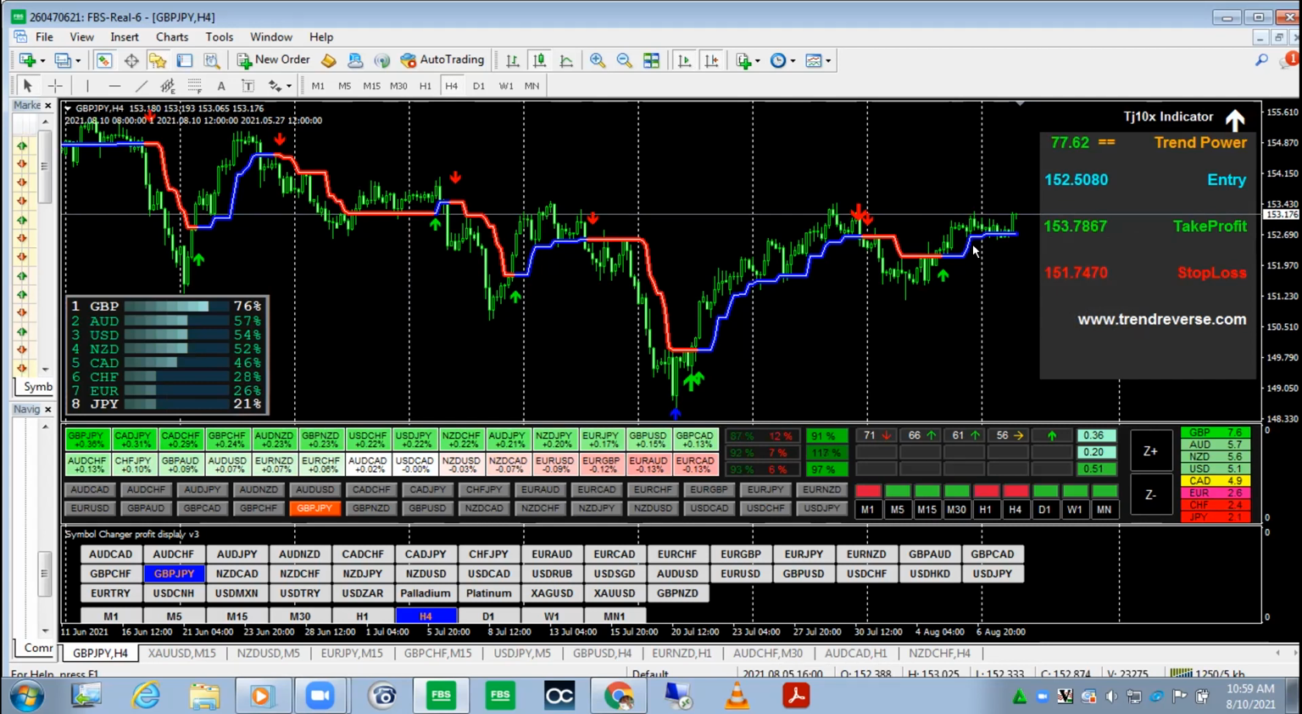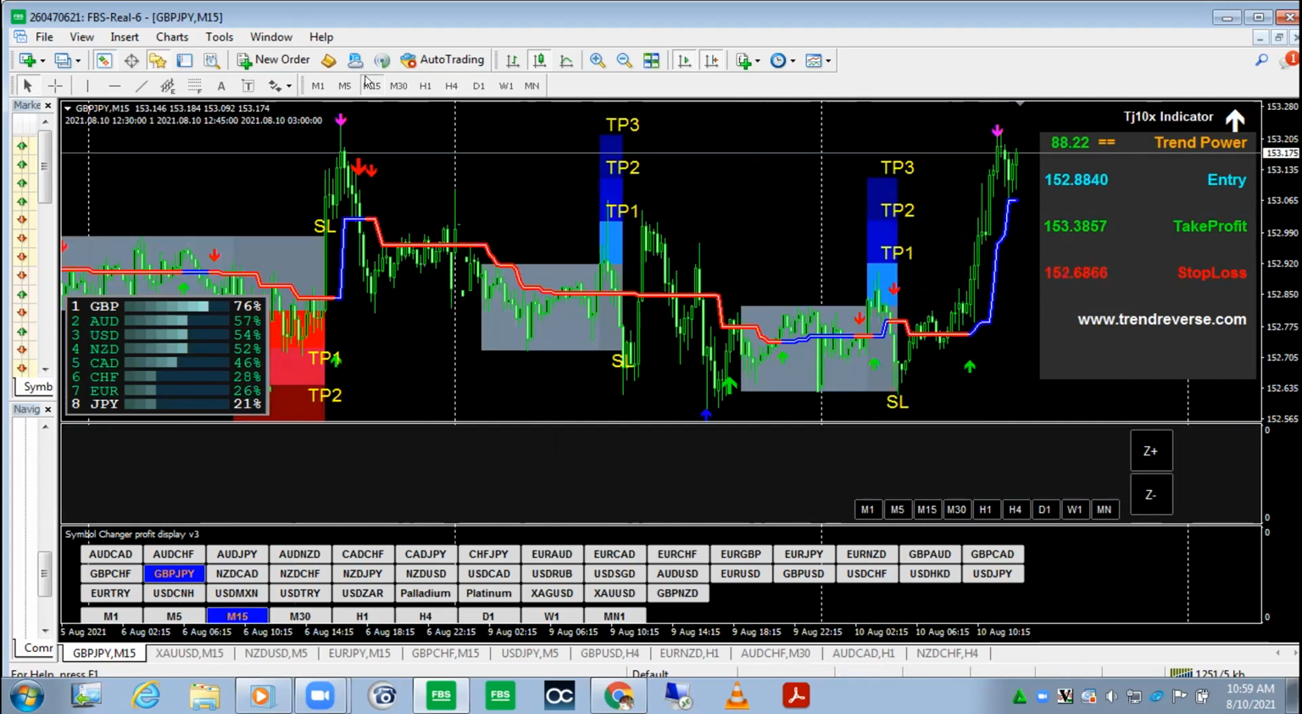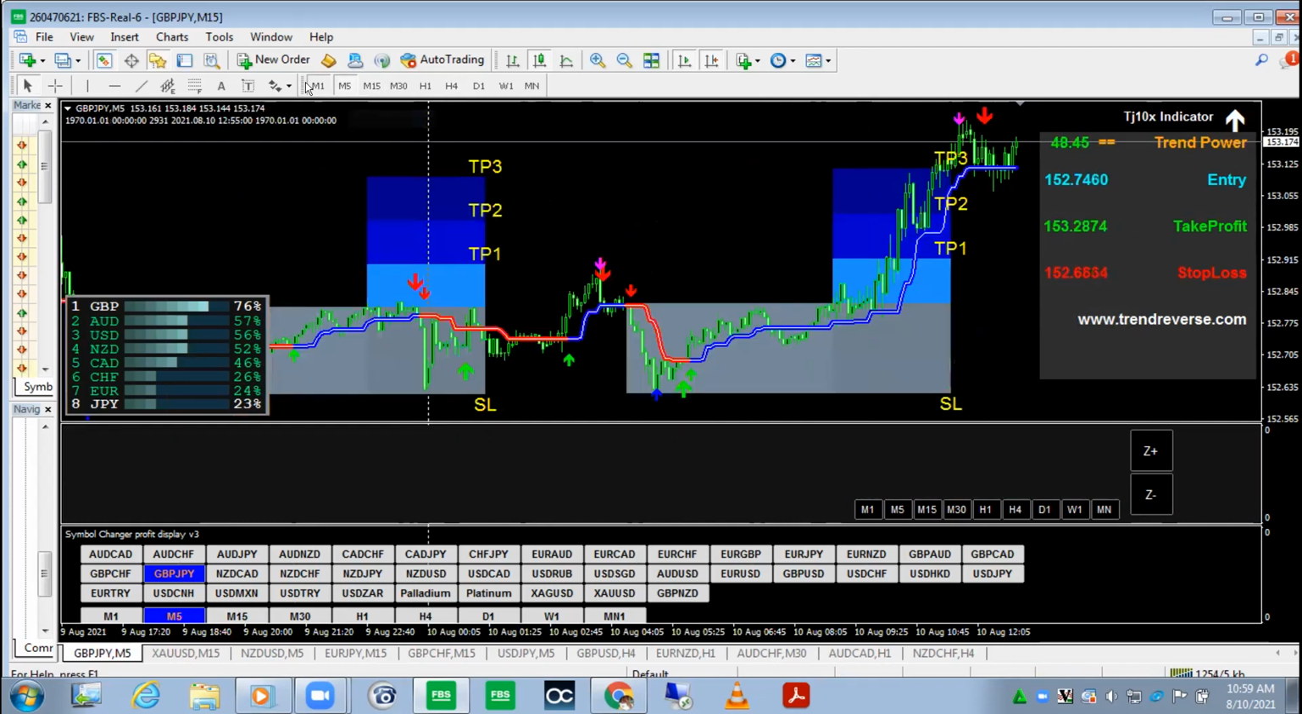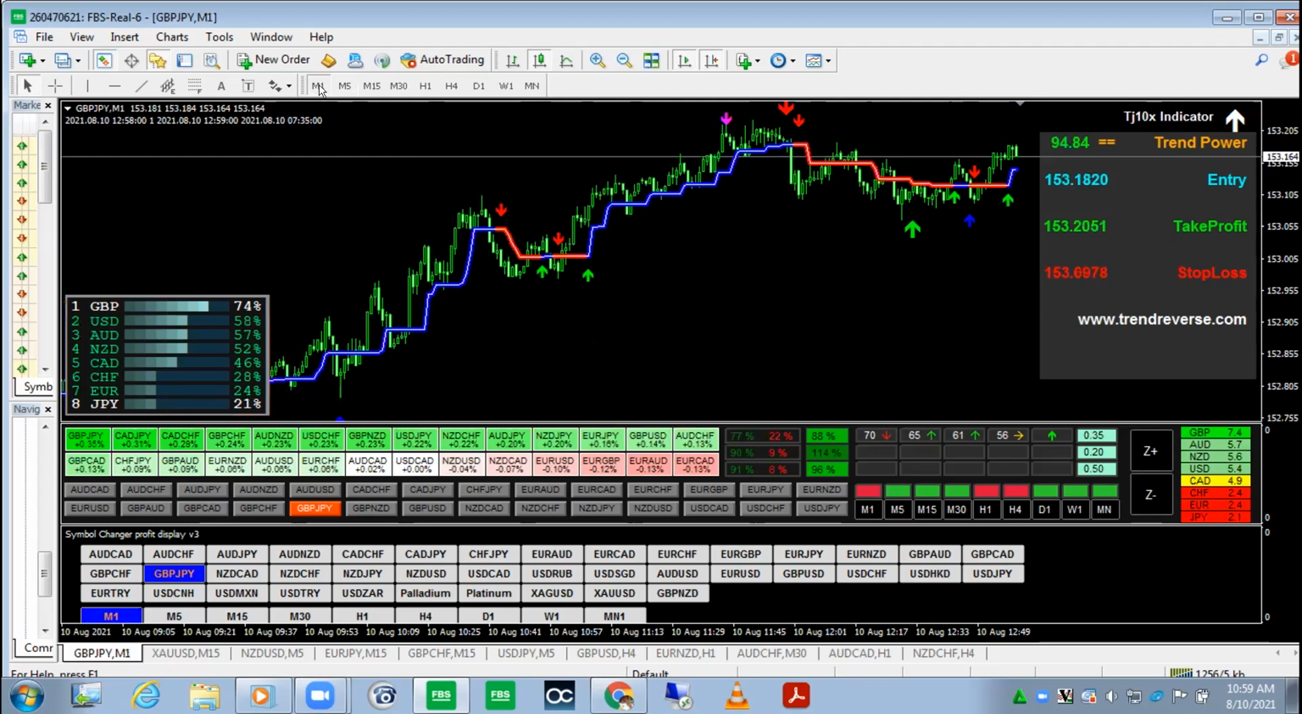But if you want to pick, we already know direction, you go to lower time frame to pick. 15 minutes is a better time frame to pick your trade, because when you go to 5 minutes and 1 minute, there is more noise in 5 minutes and 1 minute. Do we understand that now?